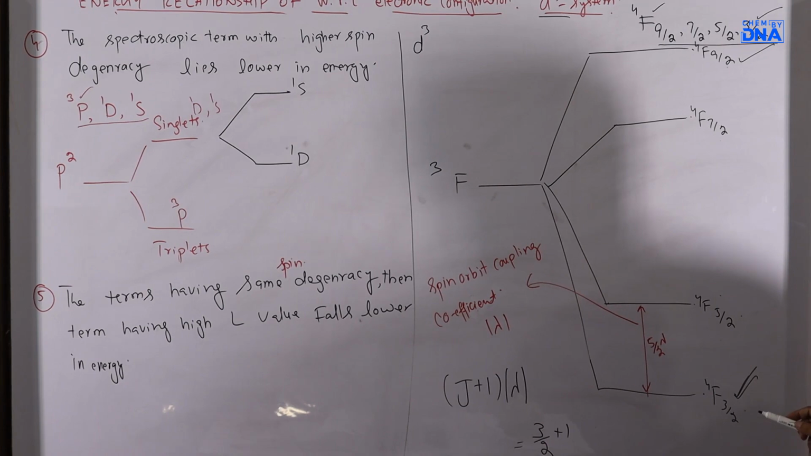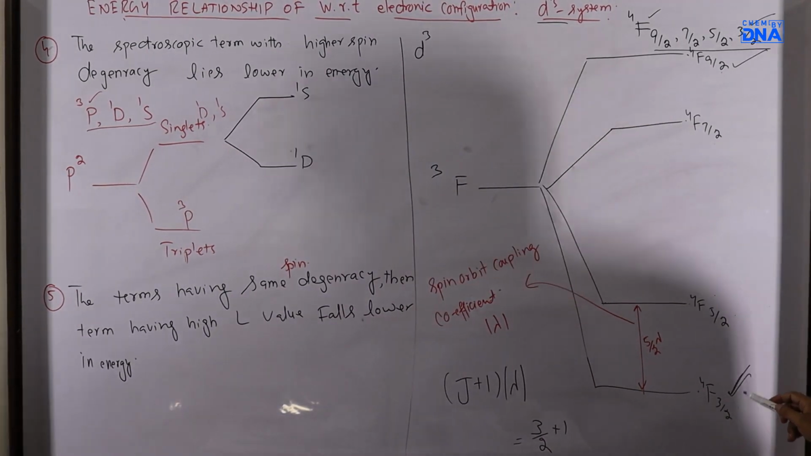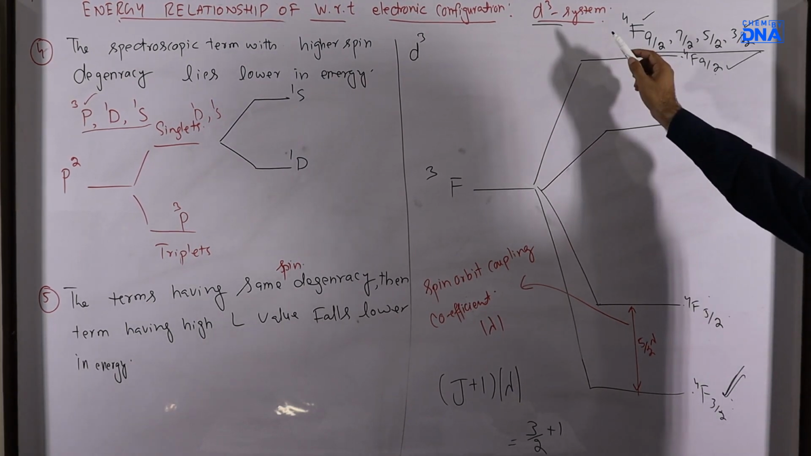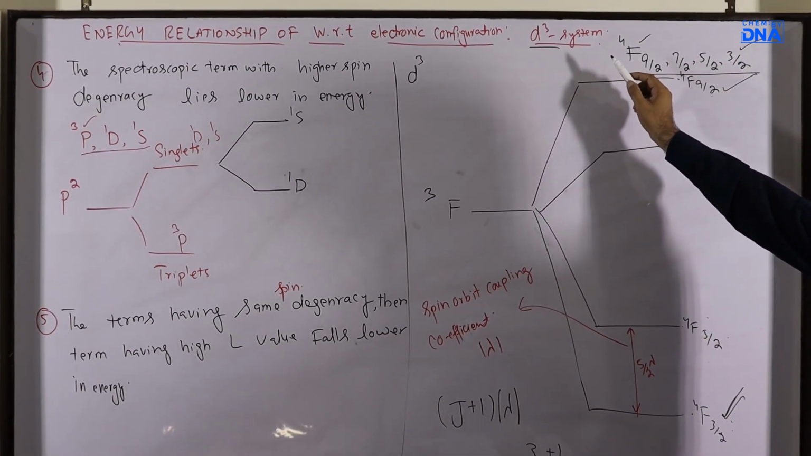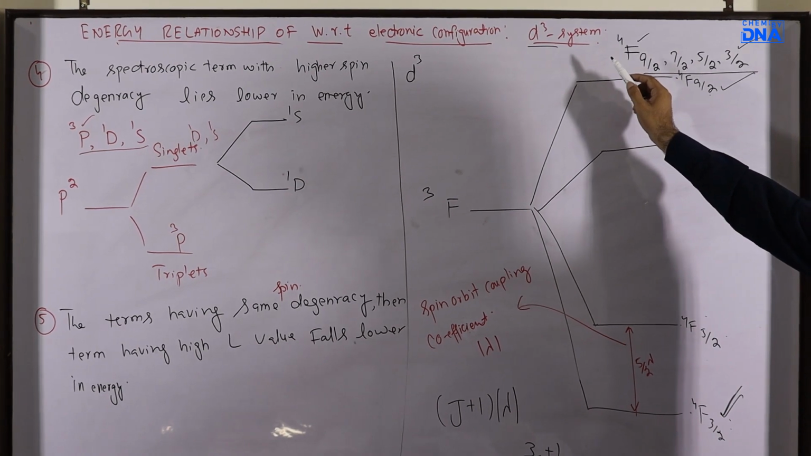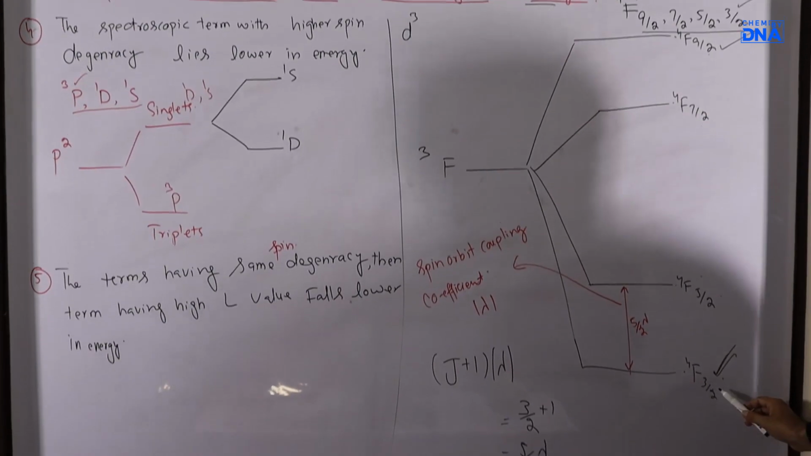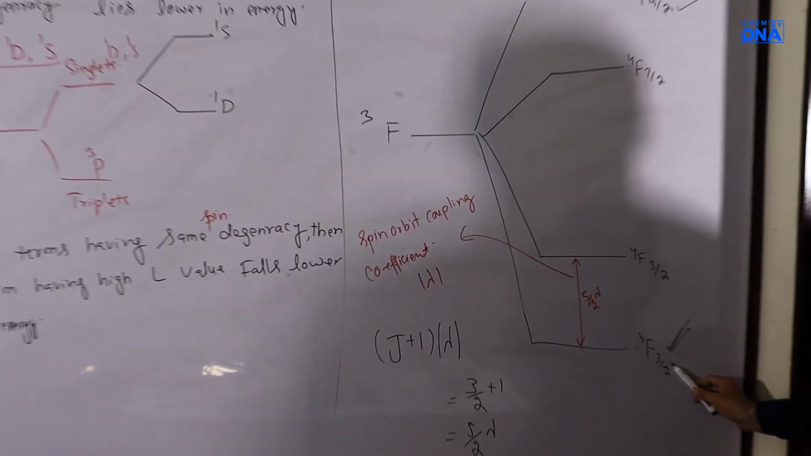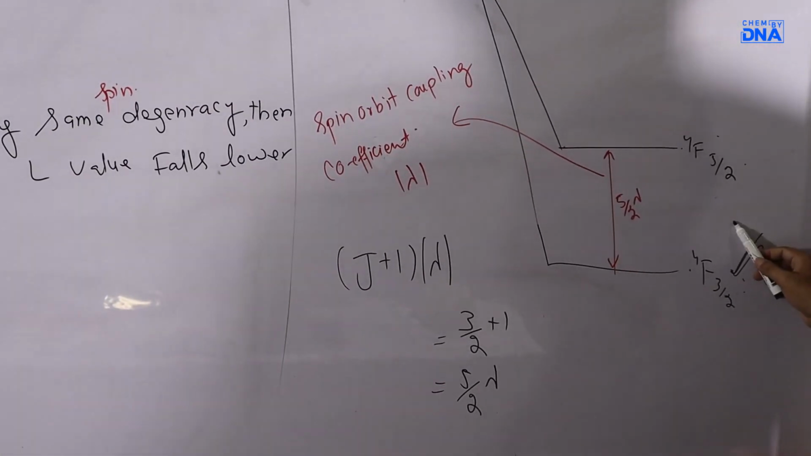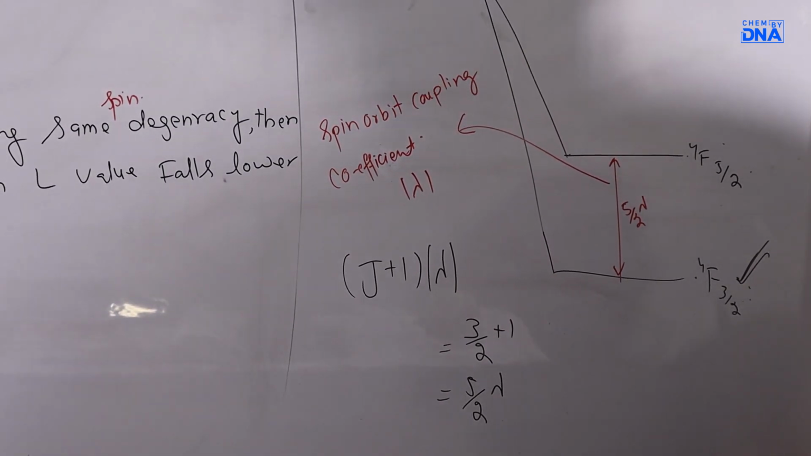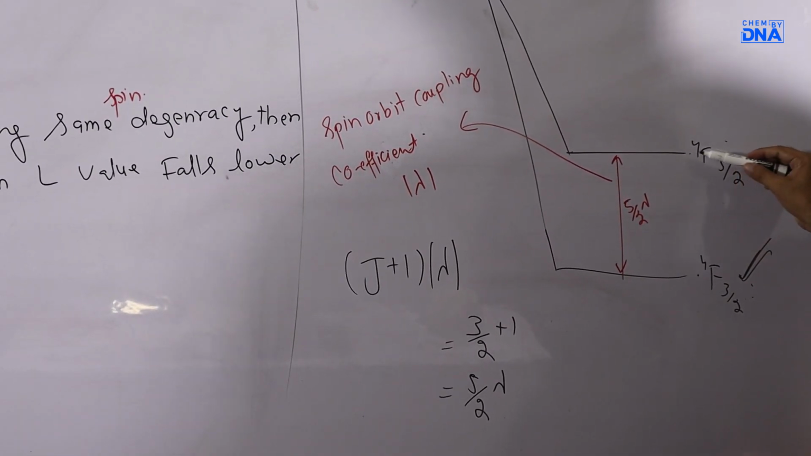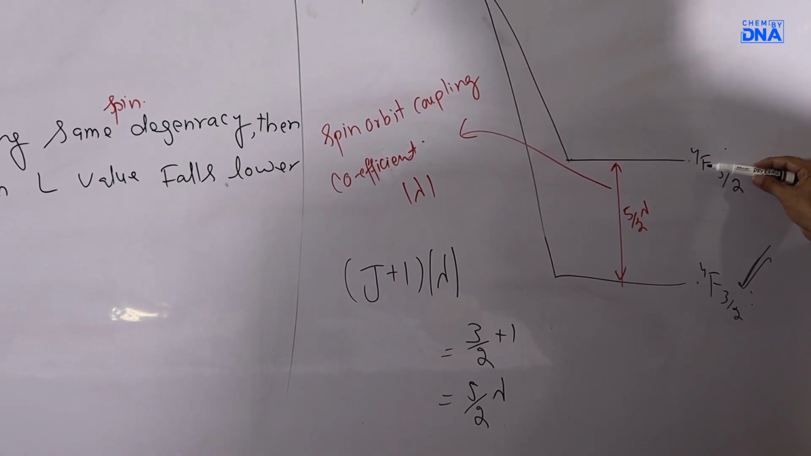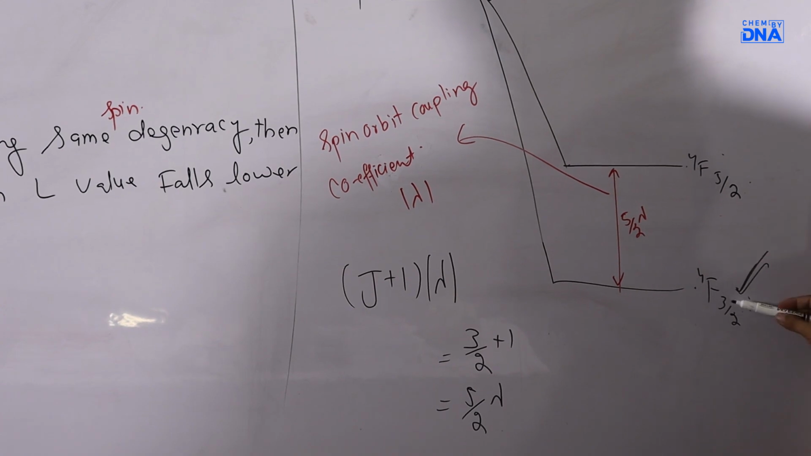This falls lower in energy. As is apparent, this belongs to the D3 system, and this D3 system is less than half filled, and ultimately the spectroscopic term with lower J value will fall lower in energy. Actually, in this splitting diagram, we are going to focus on these two spectroscopic terms where you have the 5 by 2 J value and 3 by 2 J value.